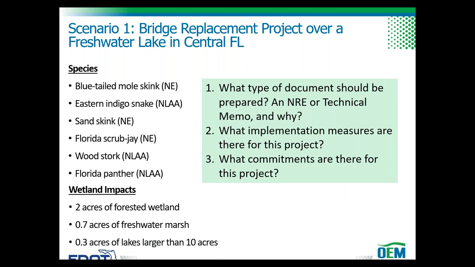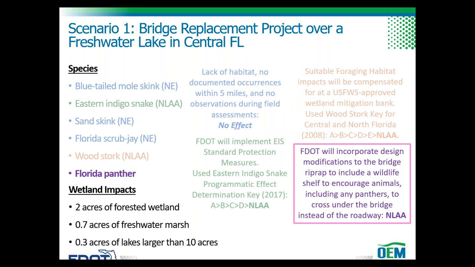So after running through this scenario, we have a few questions for you guys to consider. What type of document should be prepared? Either an NRE, natural resource evaluation, or a technical memo, and why? What implementation measures do you think there would be for this project, and what commitments are there for this project? And just to work backwards to give you guys a reminder of all of the effect determinations that we concluded and the wetland impacts.